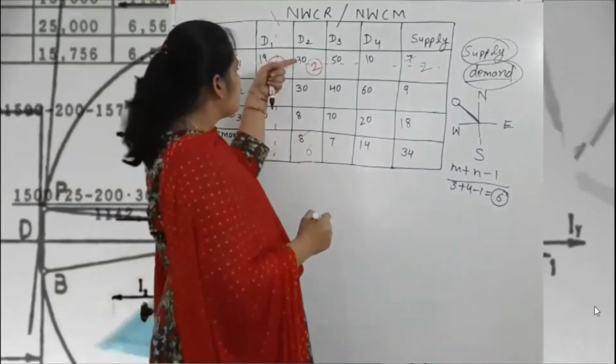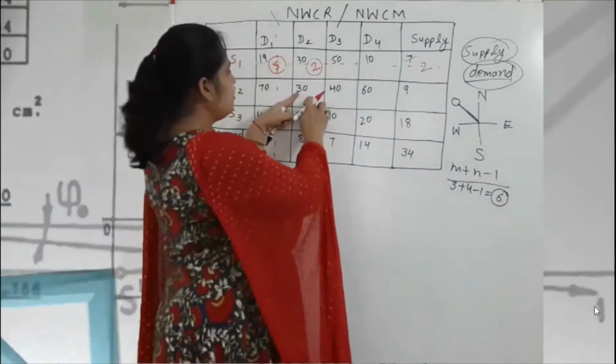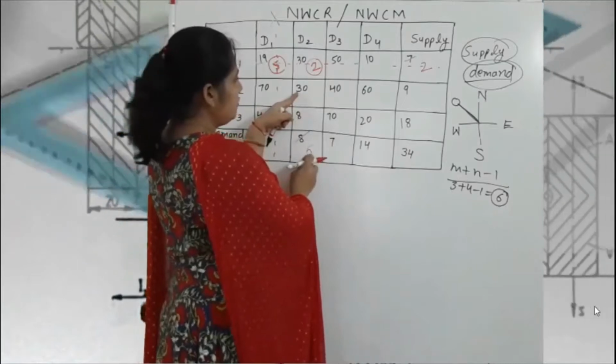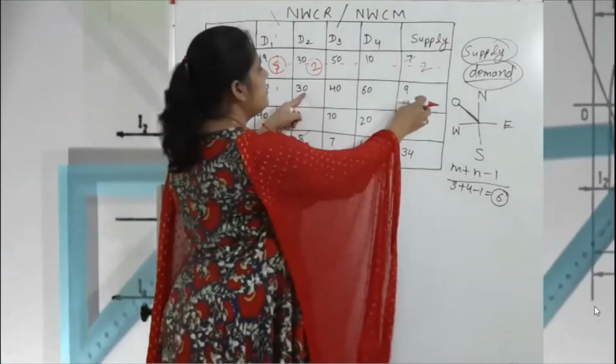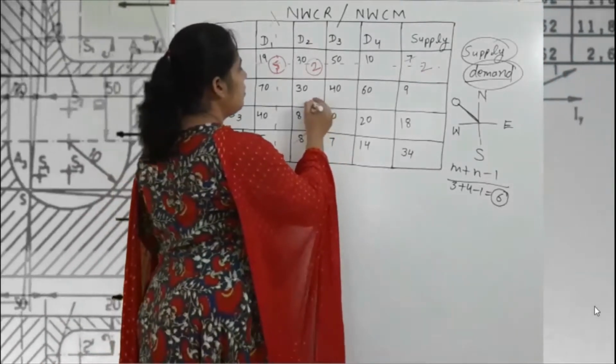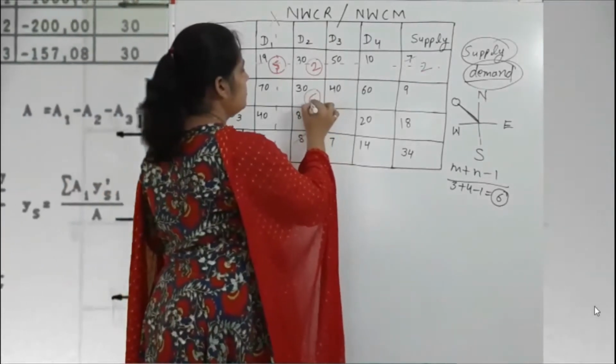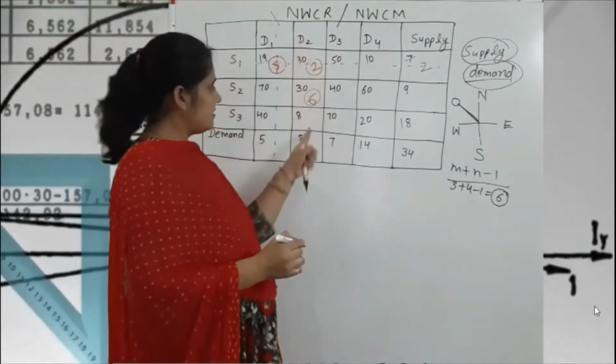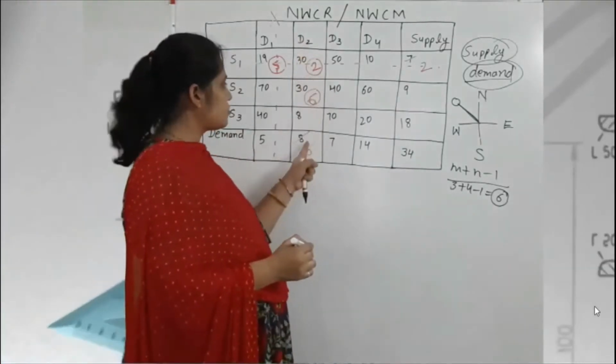Got it? Again we input the value of 30. What is the minimum value? Minimum value is 6 and 9. So the minimum value is 6. So we put only the value 6 here. Got it? So this column is cancelled because 6 plus 2 is 8.